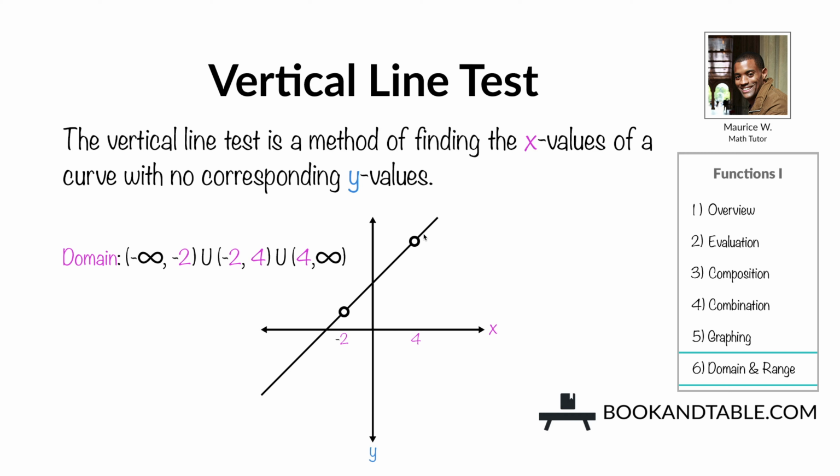So that is how you would use the vertical line test to find the x values that do not have corresponding y values. And then this will help you write your domain.